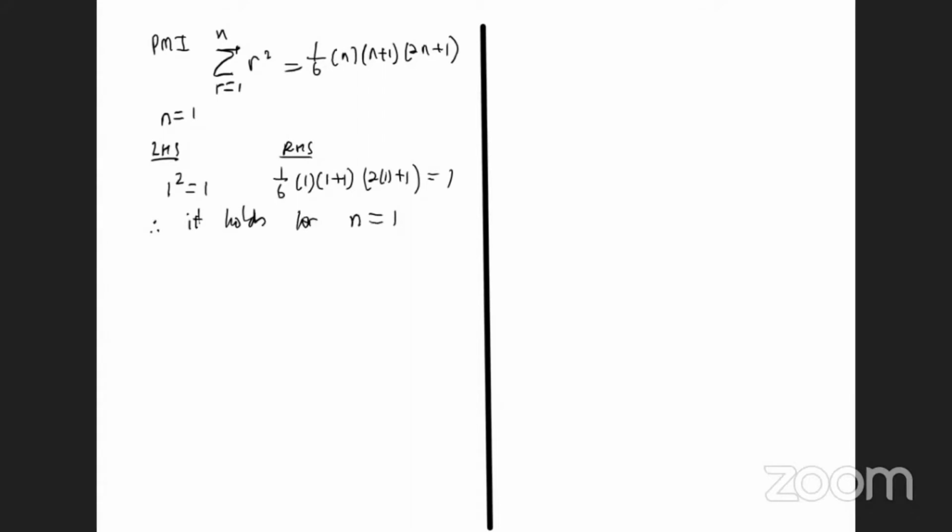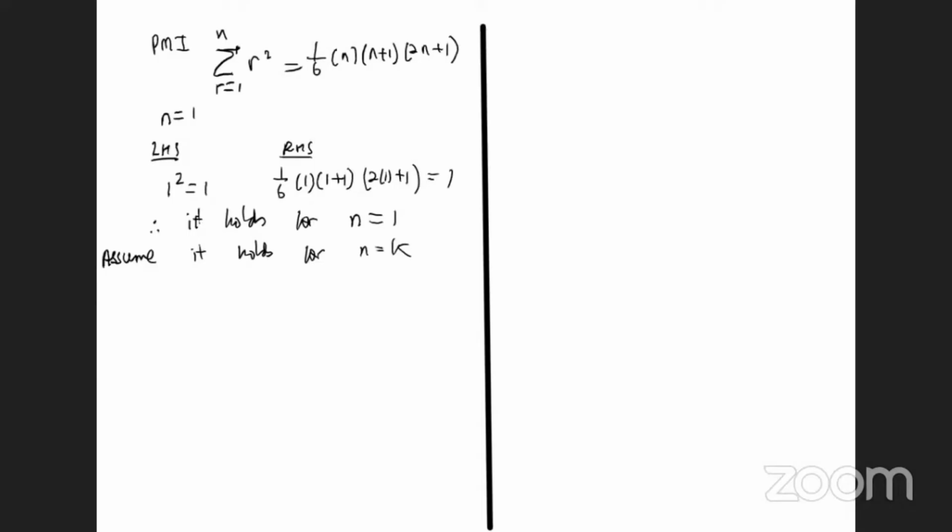Next step, we're going to assume it holds for n equal to k. So this is the assumption step. All we're going to do is, wherever we have n, take off n and put k.